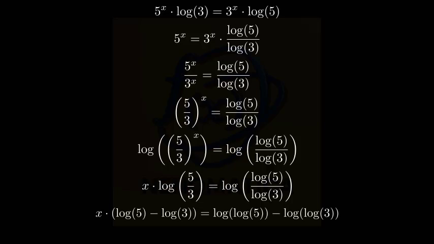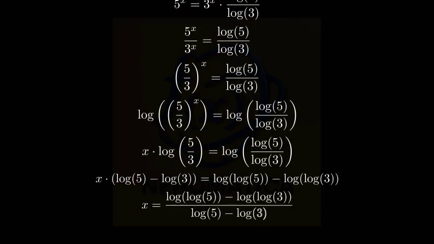For the right side, log of a fraction equals log of the numerator minus log of the denominator, so we get log of 5 minus log of 3. Now we can solve for x by dividing both sides by log of 5 minus log of 3. This gives us our answer, x equals log of 5 minus log of 3, divided by log of 5 minus log of 3. This is our exact solution.